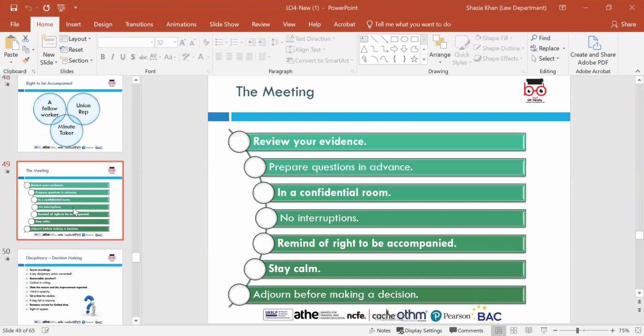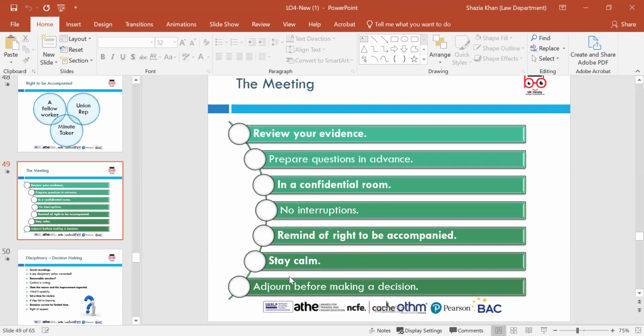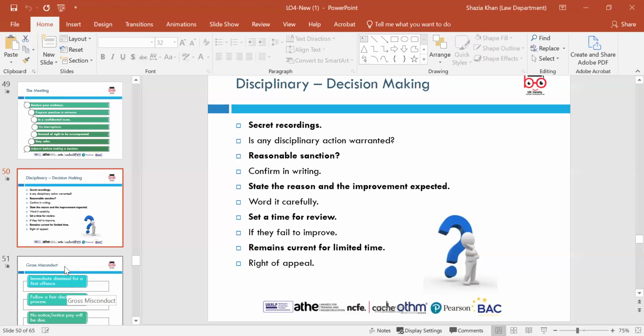The meeting, so your review of your evidence. They prepare in advance and question in a confidential room. No interruptions, remind of the right to be accompanied, stay calm, and adjourn before making a decision. Workers have a statutory right to be accompanied by a companion where a disciplinary meeting could result in things like a formal warning, some other disciplinary action, or the confirmation of a warning.